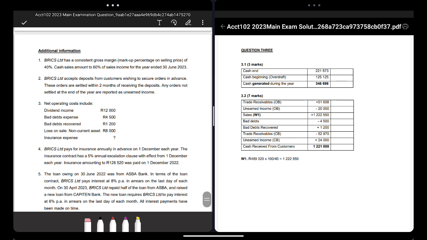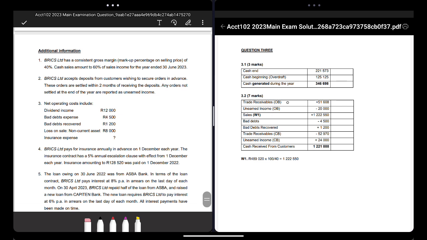Bad debts. Now, bad debts is where a debtor buys something but doesn't pay the debt. So, if you really think about it, you never actually receive this money. The reason why we put it over here is that you think of the journal entry for bad debts. Debit bad debts, credit trade receivables.